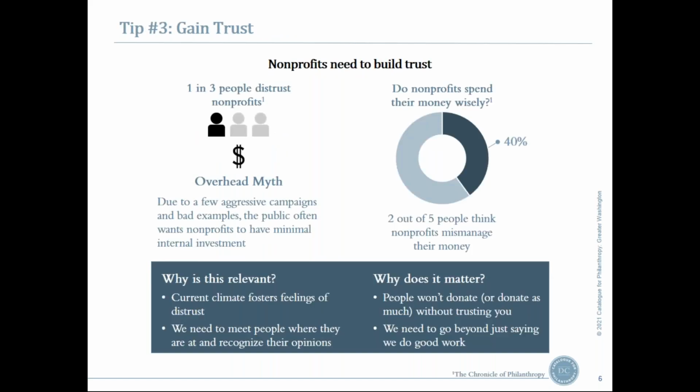Third tip here is about gaining trust. This is just really highlighting the fact that, especially if we're doing an appeal to prospects, to folks we don't know very well or haven't given before, we need to be realistic that there's a lot of distrust in the sector. One out of three folks distrust nonprofits overall. 40% of people think we spend our money poorly, right? And that we mismanage our money.